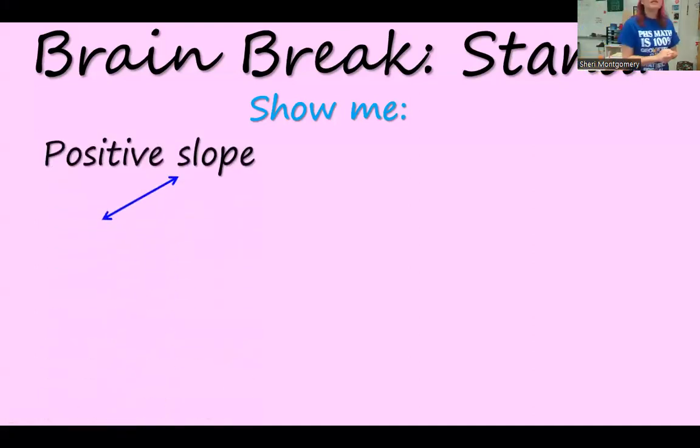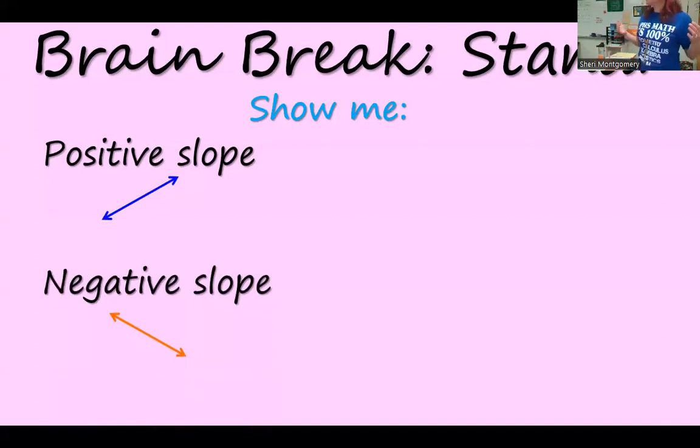So what you're going to do is you're going to show me these things with your arms. The first one is a positive slope. So if you're doing a positive slope, your arms look like this. So you can look on the board to kind of help you, but your arms look like this. That is a positive slope. Good. So you should be doing the same motion as everybody else. The next one that we're going to practice is a negative slope. So a negative slope, it goes in the opposite direction. And we read books from left to right. So from left to right, you're going to point down.